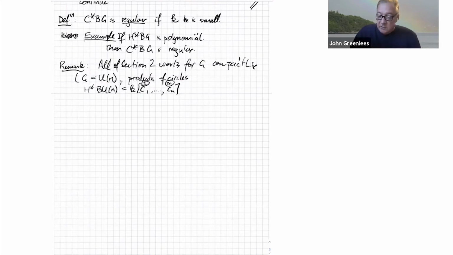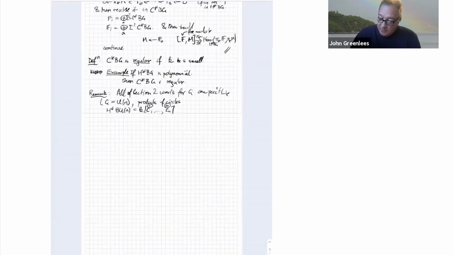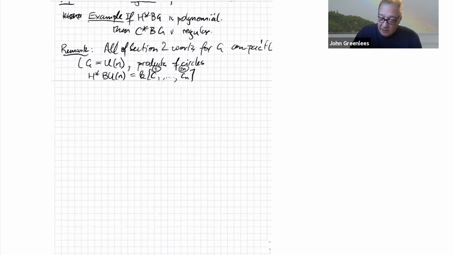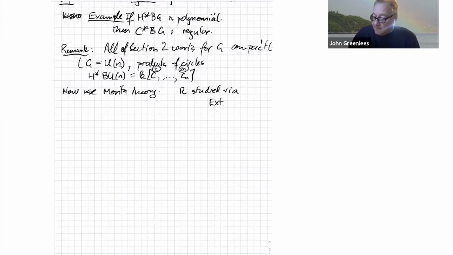So the key here is to now use Morita theory. In other words, if I was in commutative algebra and I had my ring R, I think the definition of regular says I should start thinking about R studied via resolutions of k. So that's like saying the Ext algebra of k into k. As soon as little k has a finite resolution by finitely generated projectives, then this Ext algebra is going to be finite dimensional. So that's the remark we're going to use here.